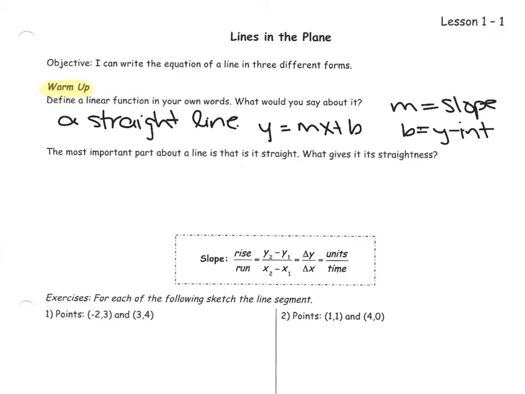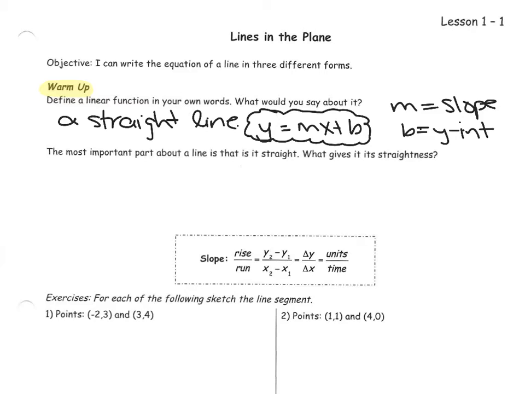All right, so in my own words, what comes to mind is that a linear function is a straight line. I immediately think of y = mx + b, where m is the slope and b is the y-intercept. Now, you're going to see throughout this lesson, y = mx + b is not the only equation that we can use. There are two others that we're going to be incorporating as well.